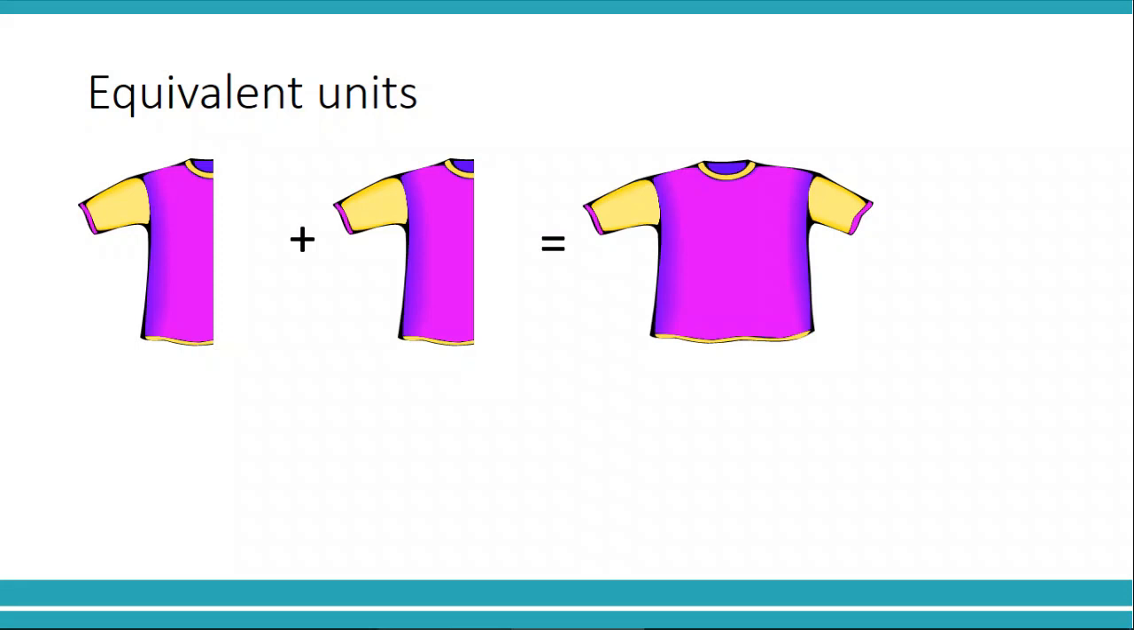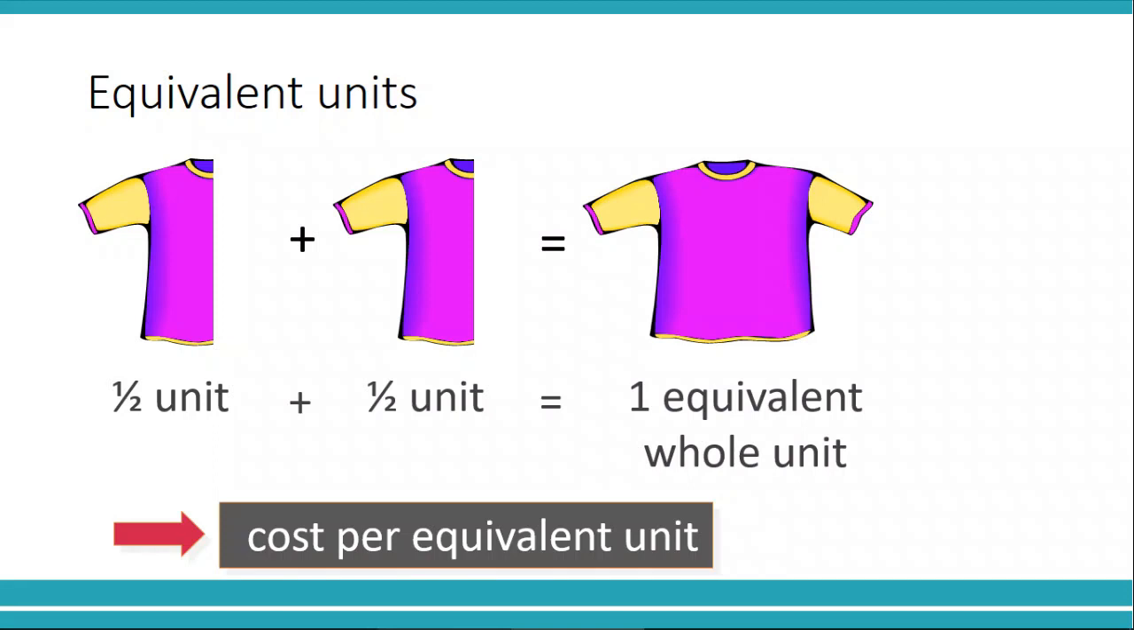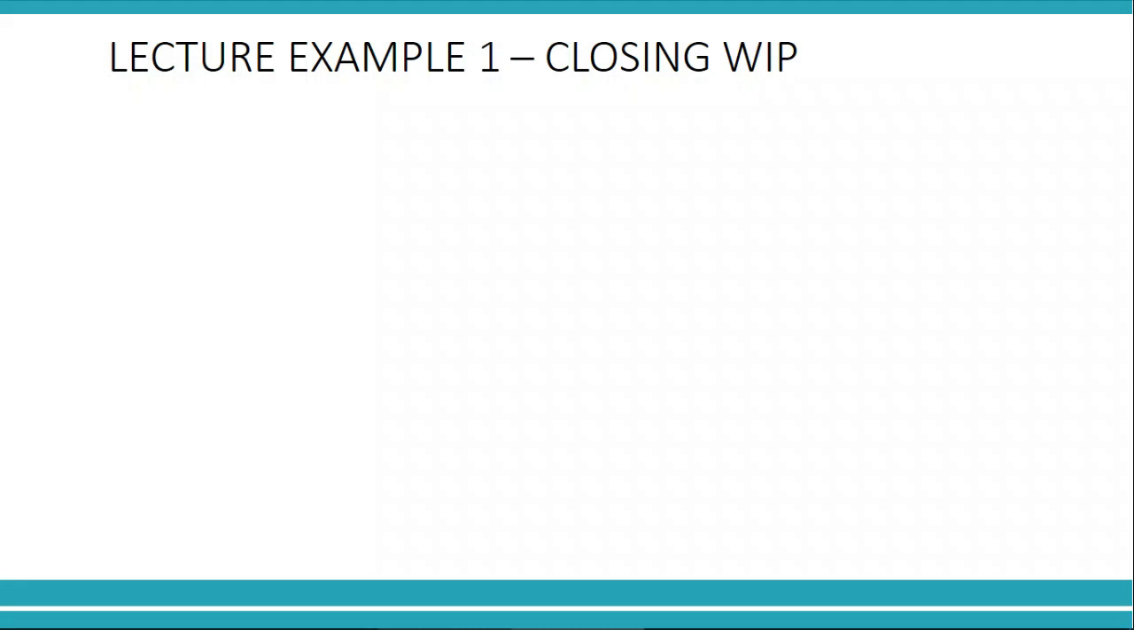So an equivalent unit is not like a full unit, it is like a conversion. That 100 units, if they are 70% finished, means you have 70 equivalent units, which means that the value of these 100 incomplete units is equal to the value of 70 finished units. Half unit plus half unit is one equivalent whole unit. And you have to find out cost per equivalent unit. So when we calculate the cost of work in process, we don't talk about units, we talk about equivalent units. So let's create one example.